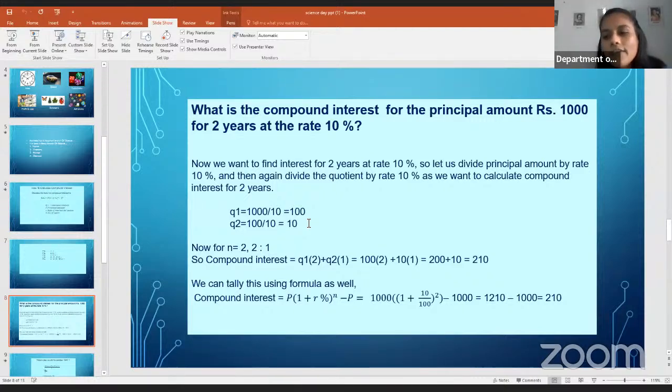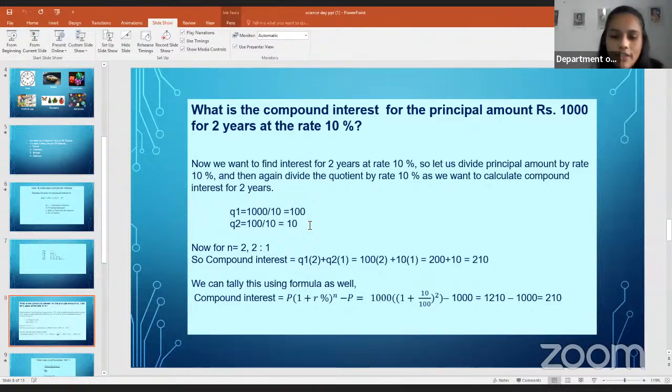Now this we have calculated using Vedic maths tricks. Now we will tally this compound interest amount using our standard formula. What is the standard formula for compound interest? It is P into (1 plus R%) to the power n minus P, where P is the principal amount, R is the rate of interest, and n is the number of years. So that will be equal to 1,000 into (1 plus 10 upon 100) to the power 2 minus 1,000. This will be 1,210 minus 1,000, which is equal to 210.